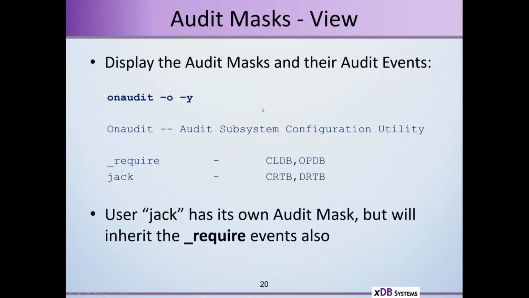To list the things we're capturing for these audit masks, we use onaudit -o, and that will just list each mask and then the events that we're tracking. In this case, we see Jack. We're monitoring if Jack creates a table or drops a table. But also the events close database and open database will be captured because they are in the _require mask.